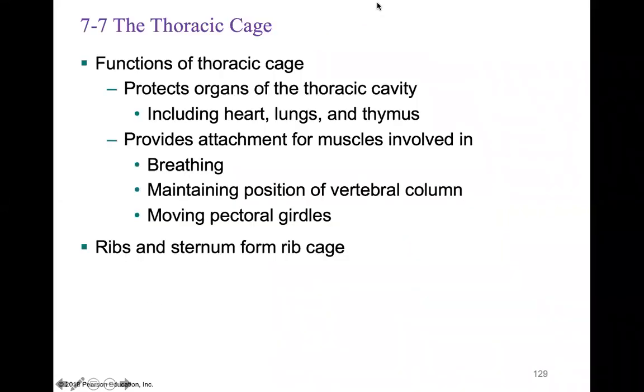Functions of the thoracic cage: it protects the organs of the thoracic cavity, including the heart, lungs, and the thymus gland. It provides the attachment for muscles involved in breathing, maintaining position of the vertebral column, and moving the pectoral girdles. The ribs and sternum will actually form the rib cage.